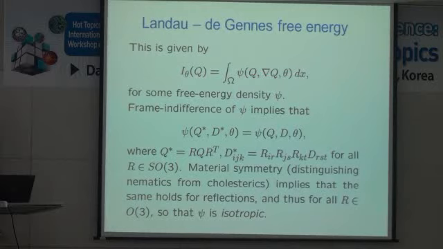So there's frame indifference, so that observers using different coordinate systems will measure the same energy density. So C of Q star, D star, theta has got to equal C of Q, D, theta, where Q star is R Q R transpose, R is a rotation, and D star is this third order tensor. So D is a dummy for the gradient of Q, so it has three indices, Q_ij,k. So that's what D_ijk is, and D star_ijk is got by this usual sort of formula.